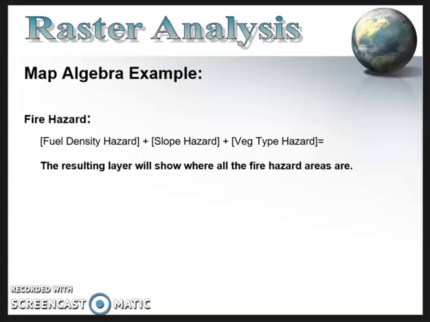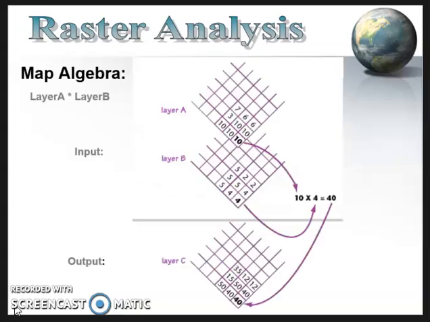Here's another real-world example on how to use map algebra. This is an expression that someone used to calculate overall fire hazard. We have three separate layers, one representing fuel density hazard, another slope hazard, and the third vegetation type hazard. And they have added them all together to get an overall fire hazard. The resulting layer will show where all the fire hazard areas are. So this is very powerful stuff. Any mathematical equation you can think of, you could plug it into the raster calculator.